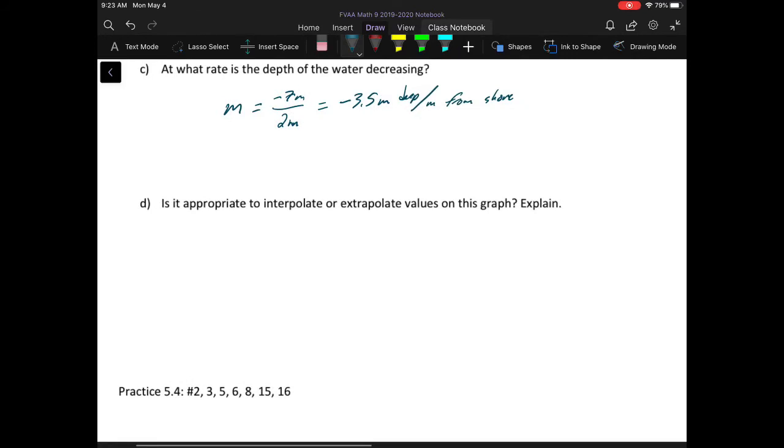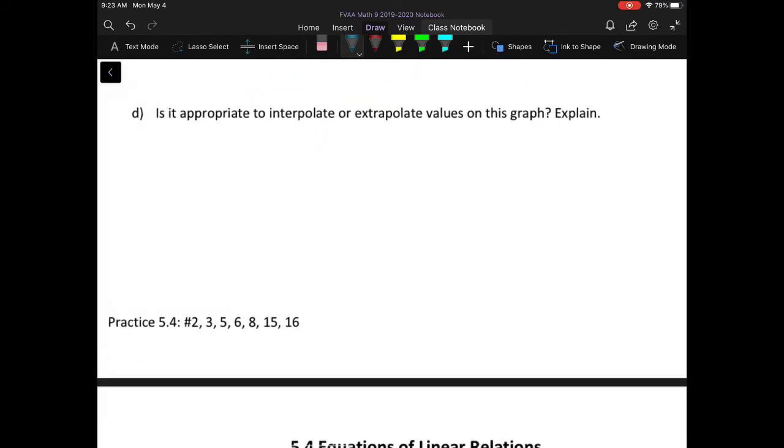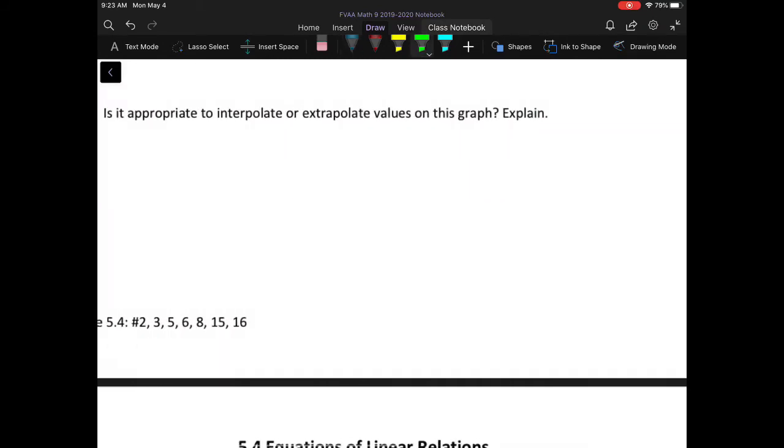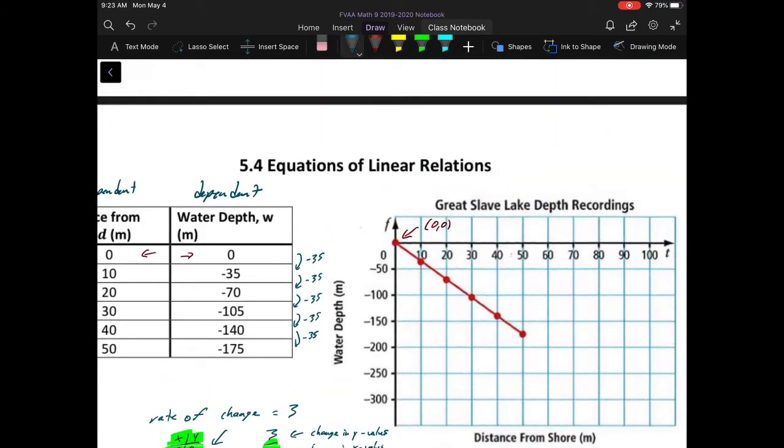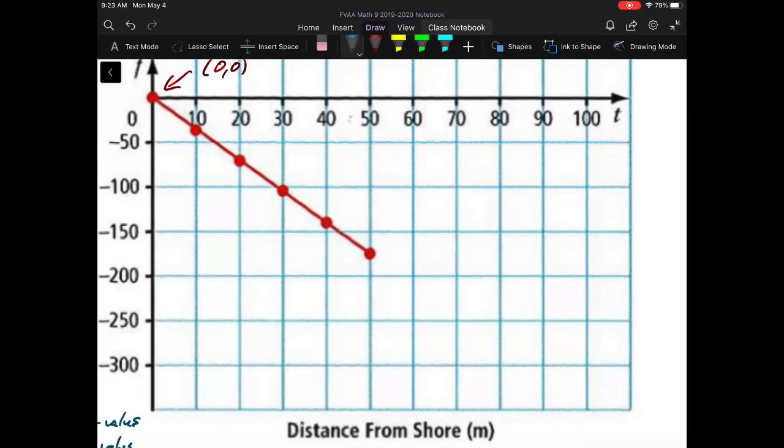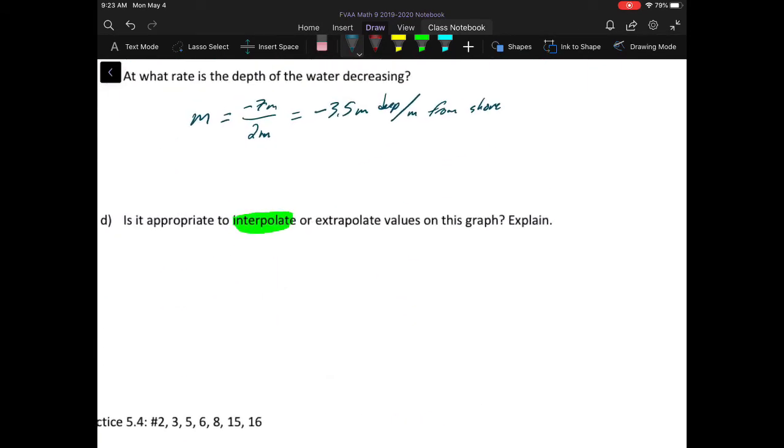Now, last question for this example. Is it appropriate to interpolate or extrapolate values on this graph? Explain. First, is it appropriate to interpolate, yes or no, on this graph here? Can we assume that the values between the dots are true values? Yeah, if you see it going down by a straight line, at 25 meters from the shore we would assume that the depth is about here, and at 35 meters from shore it's going to be about here. Maybe not exactly, but we can assume that. That's a safe assumption. So yes, we can interpolate, no problem.